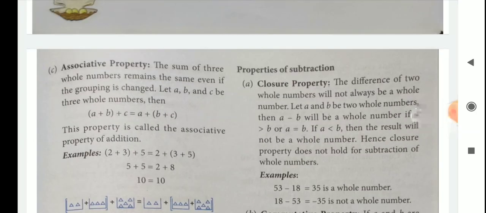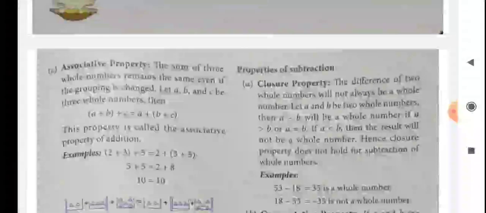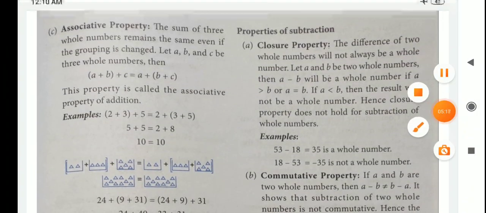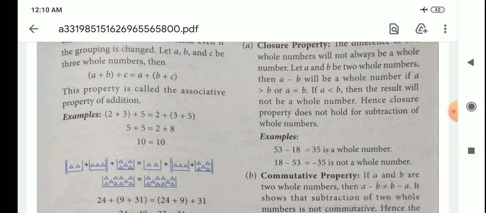Okay, then comes the properties of subtraction. Here we discussed addition, now we will see the same properties for subtraction. Closure property: children, here the closure property does not exist. Means here you see 53 minus 18 equal to 35, which is a whole number. But 18 minus 53 equal to minus 35, which is not a whole number.